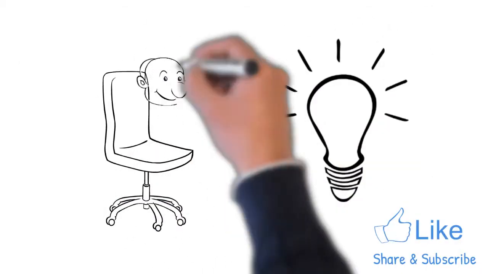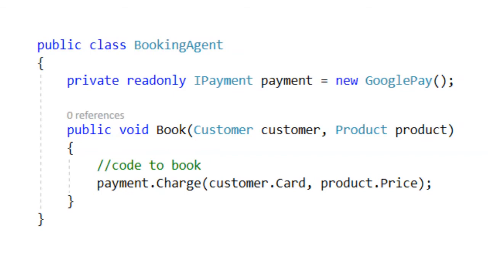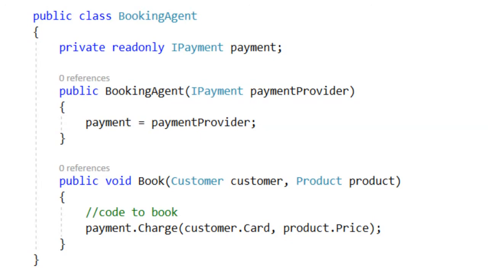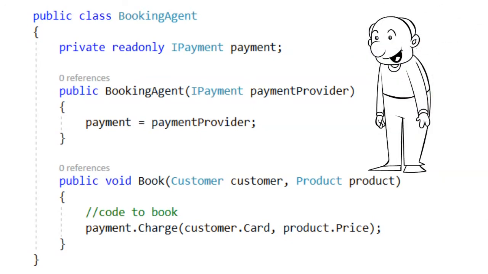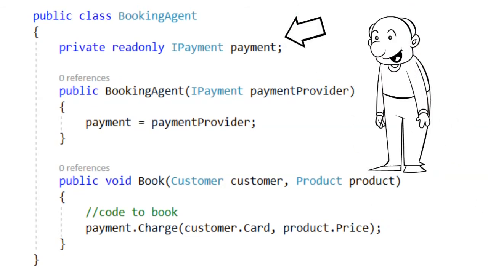Let's try to apply this simple principle to our existing problem. So we are going to modify our original code of Booking Agent to something like this. And now if you take a closer look to see the changes which we have done, we have removed the hard-coded assignment of Google Pay provider to the IPayment reference. Now it's just an attribute which is not initialized yet. We have also provided a constructor for Booking Agent which asks for IPayment provider.